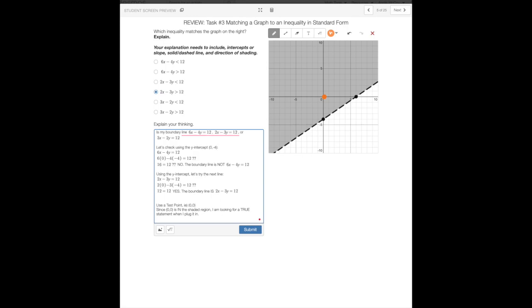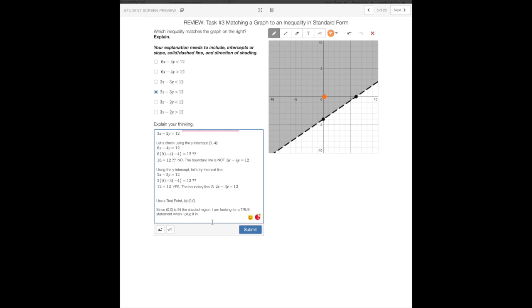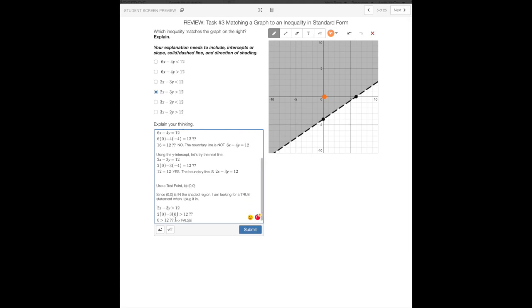Since 0, 0 is in the shaded region, I'm looking for a true statement when I plug it in. I'm going to plug it into this one for starters to see if I get a true statement. If I get a false statement, it has to be the other one.